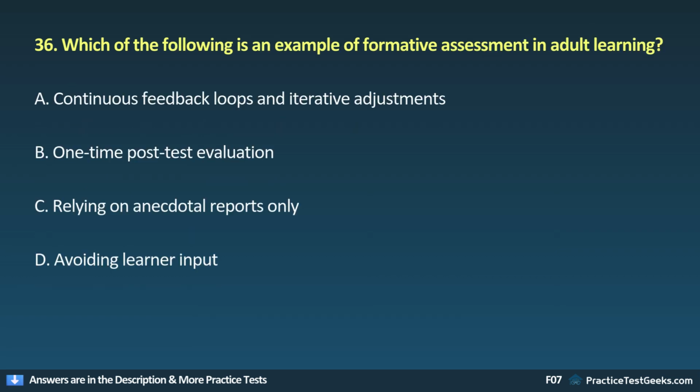36. Which of the following is an example of formative assessment in adult learning? A. A final exam at the end of a course. B. Weekly quizzes to monitor progress. C. A certificate issued after course completion. D. A summative project assessment.